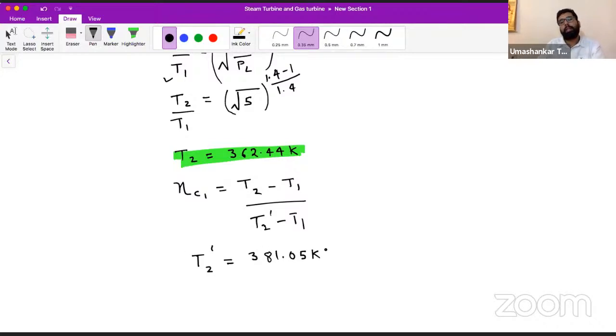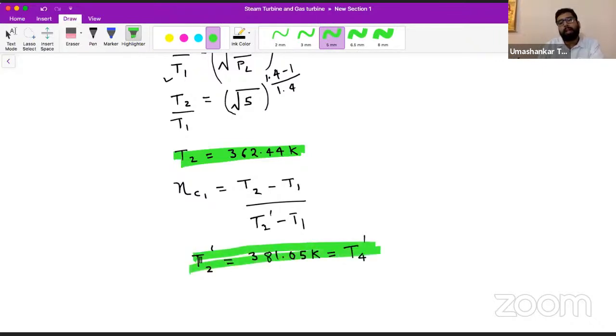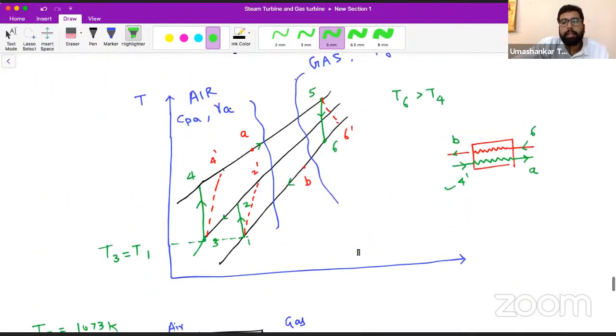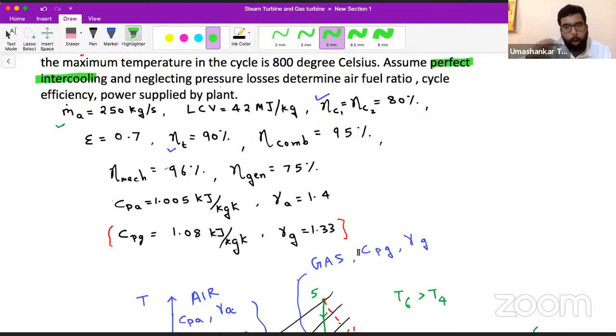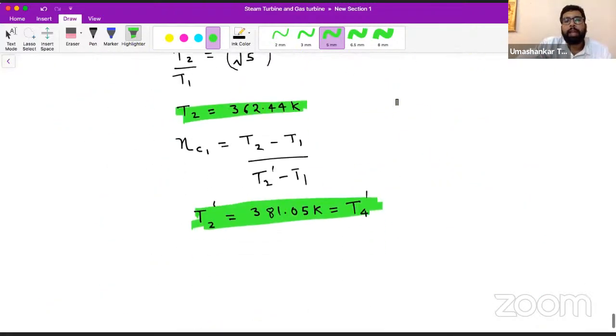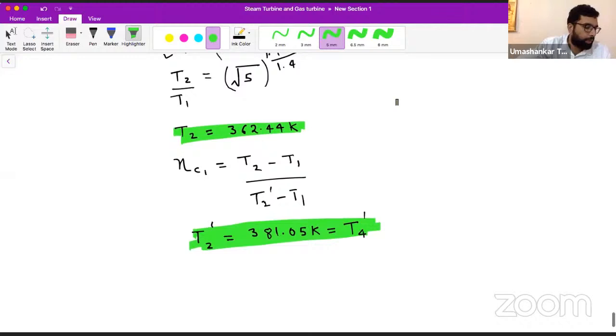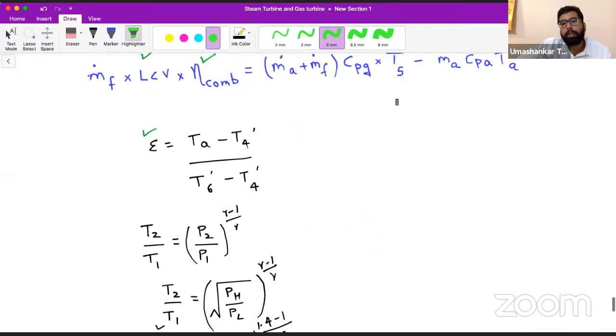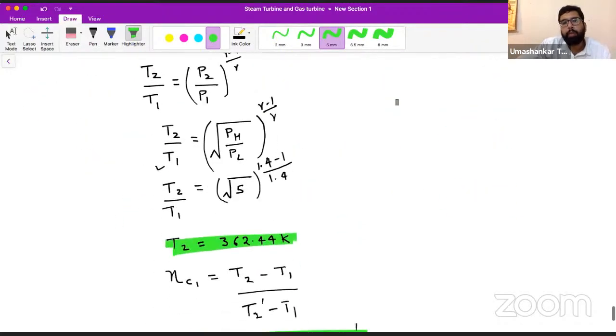So since it is a case of perfect intercooling, can we say that T4 dash is also the same? You can cross check by applying the efficiency of the second compressor also. But in this case, since it is perfect intercooling, these two compressor efficiencies are equal. So if you go on finding T4 dash, it will come out to be exactly equal to T2 dash. So now you have the value of T2 dash and T4 dash.